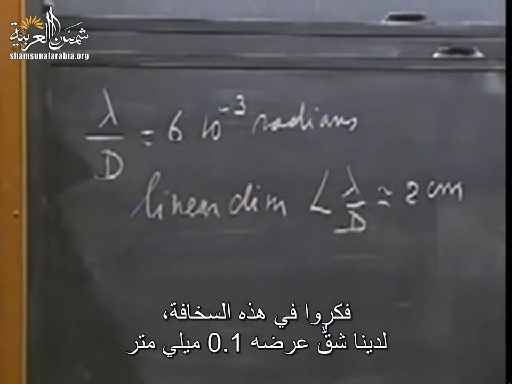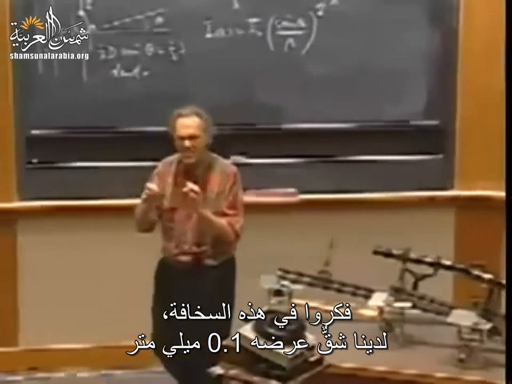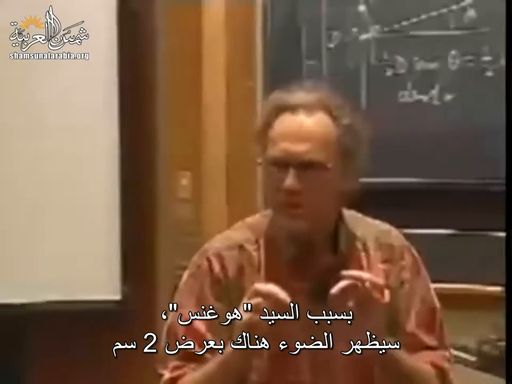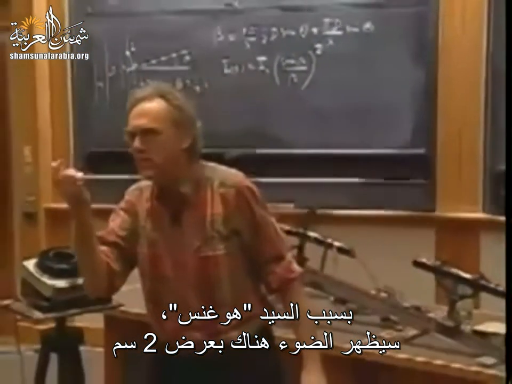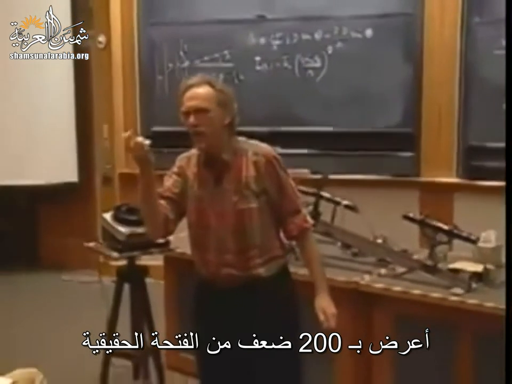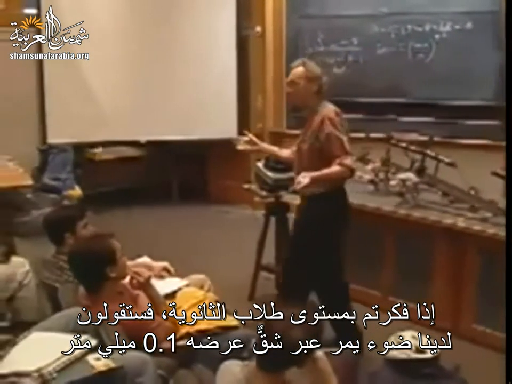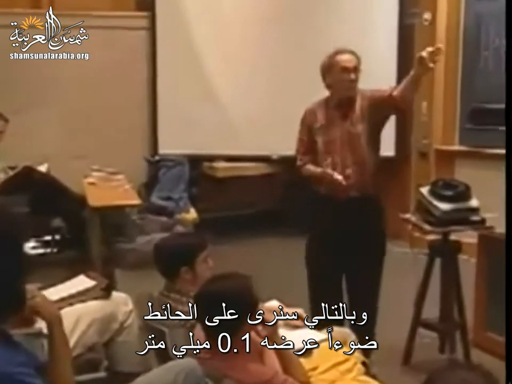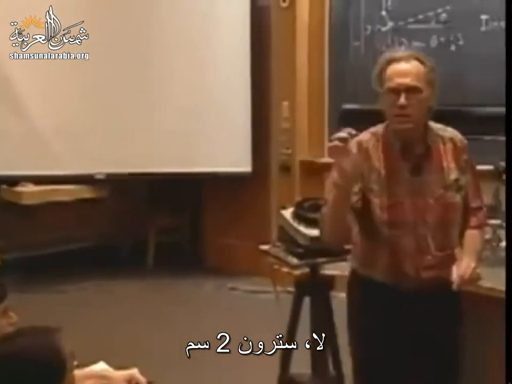Now think about it. Think about the absurdity. We have a slit which has an opening of 1/10 of a millimeter. And because of Mr. Huygens, it will show up there with a width of 2 centimeters. 200 times broader than the actual opening. Whereas, if you would think high school, then you would say, well, if you have light going through a 1/10 of a millimeter, and you look what you see on the wall, you see a 1/10 of a millimeter. No, you see 2 centimeters.